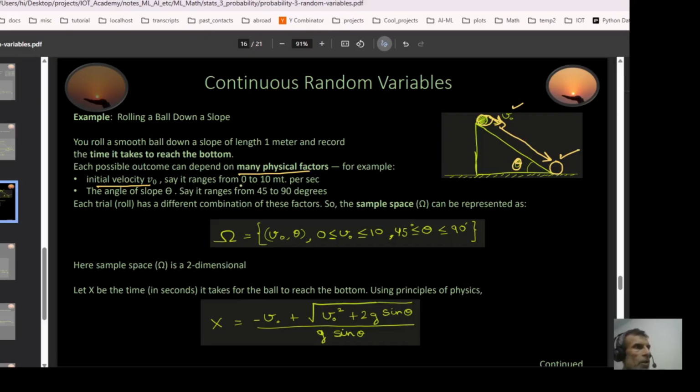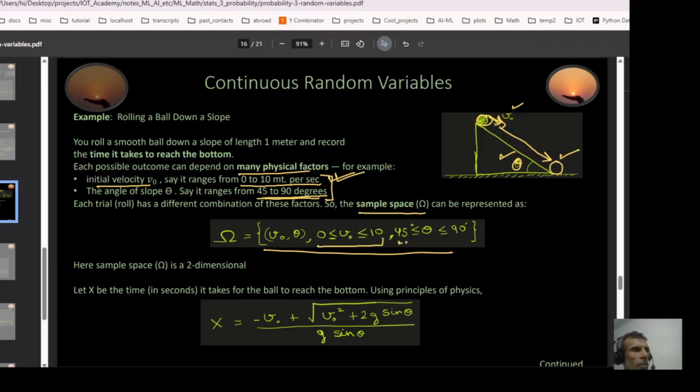So let's say your initial velocity goes from 0 to 10 meters per second. Also given to you is that this angle right here can go from 45 to 90 degrees. So each trial, in other words each roll that you perform, has a different combination of these parameters, v0 and theta. So the sample space in this case would be represented as this expression right here, v0 comma theta, where v0 is between 0 and 10, which is given to you from here.